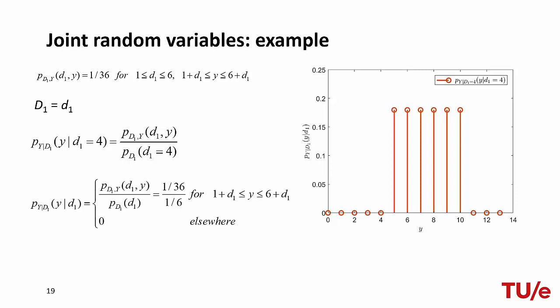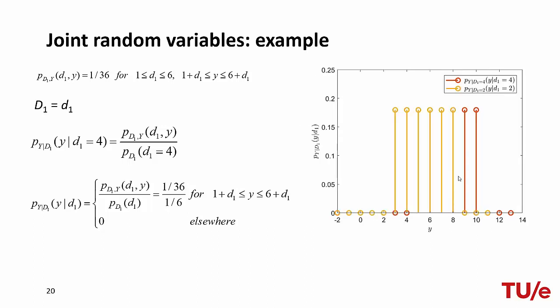In this very simple case, it is also easy to find a more general formula which is valid for any d1. This is given by 1 over 6 for any y in the range, given by the integers between 1 plus d1 and 6 plus d1. When we look, for example, at d1 equals 2, we see how the formula works, because in this case the probability mass function of y given d1 is again equal to 1 over 6 for any y in the range, but now the range has changed and goes from 3 to 8.